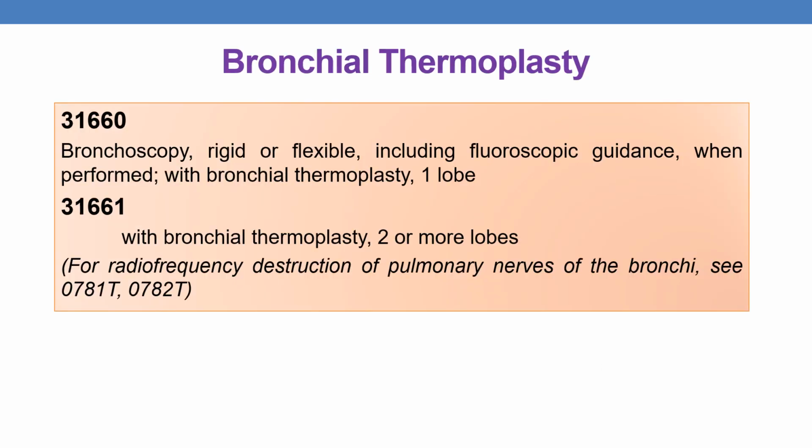Next, coming to bronchial thermoplasty. The first CPT is 31660. It deals with bronchoscopy, rigid or flexible, including fluoroscopy guidance when performed with bronchial thermoplasty, one lobe. The next is 31661. With bronchial thermoplasty, if it is performed on 2 or more lobes, then the CPT is 31661. And for radiofrequency destruction of pulmonary nerves of bronchi, 0781T and 0782T.